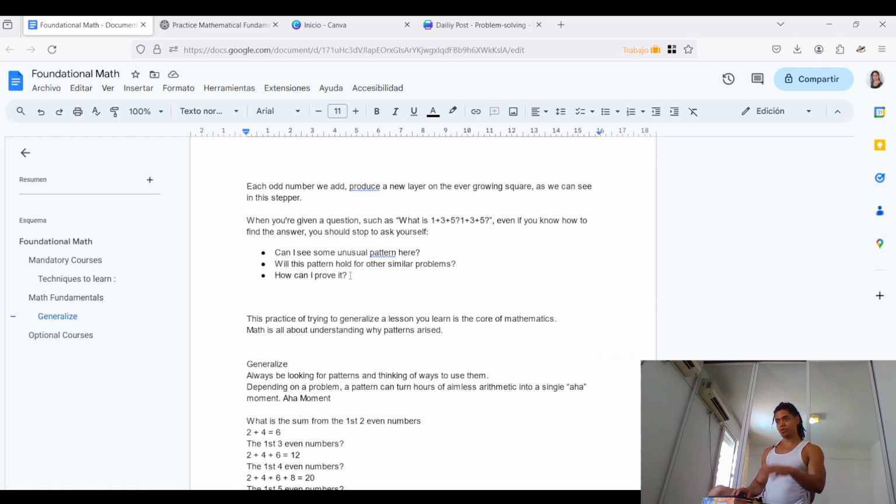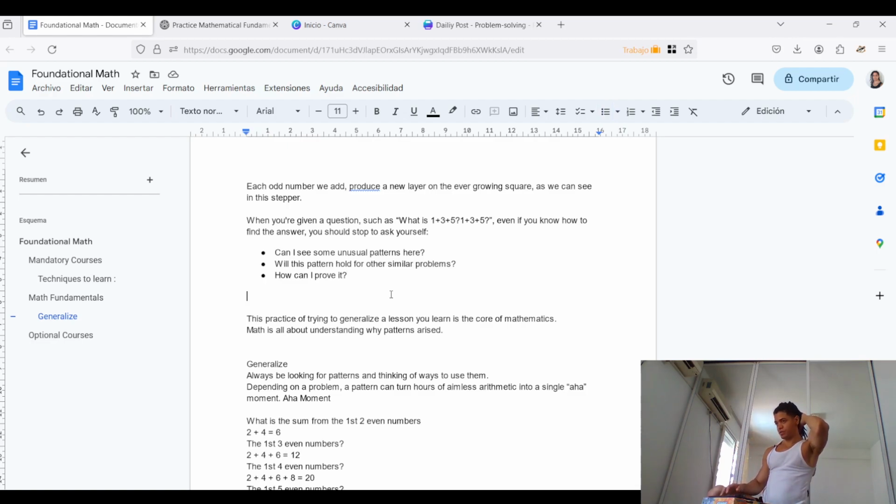Okay, so when you're given a question like this, even if you know how to find the answer, you should stop and ask yourself: can I see some unusual patterns here? Will this pattern hold for other similar problems? How can I prove it? This practice of trying to generalize the lessons you learn is the core of mathematics.